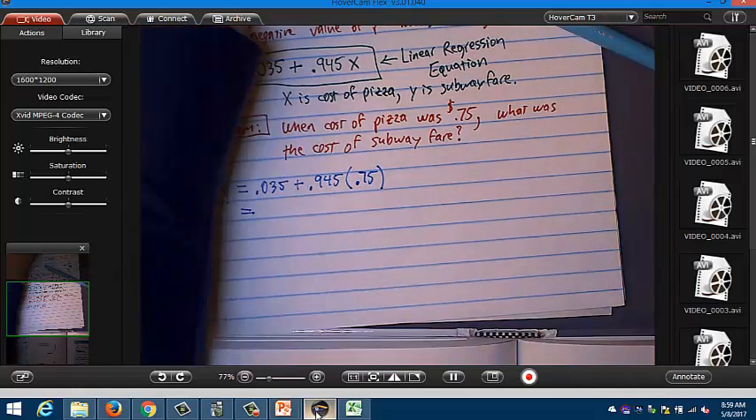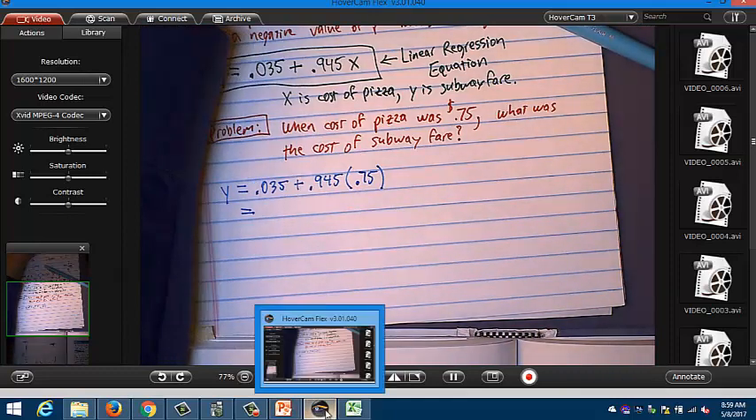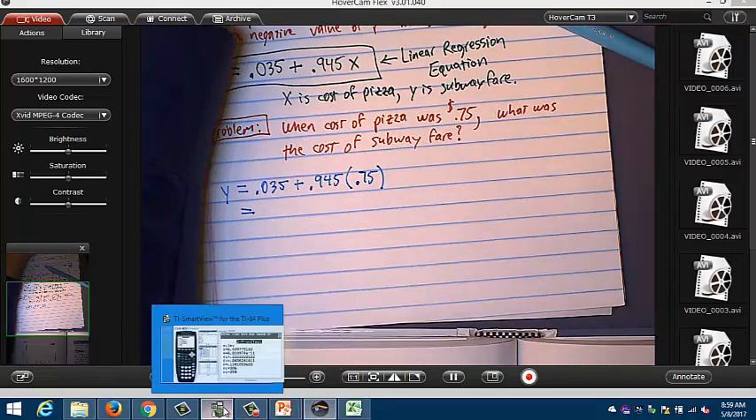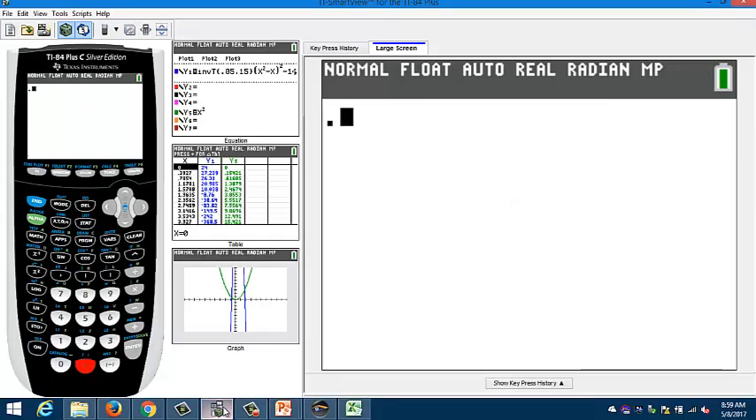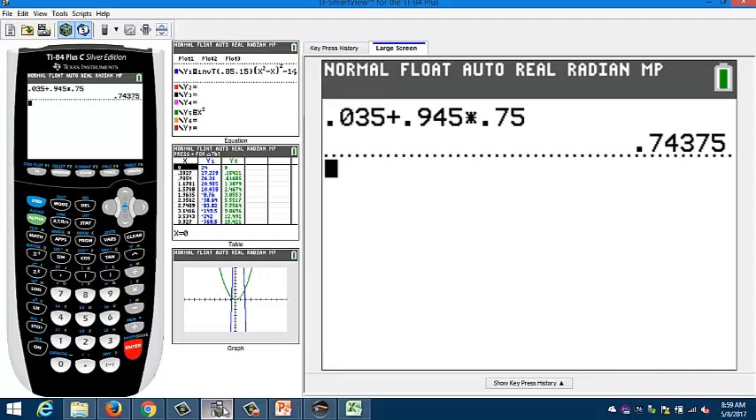So let's do it. Calculator? Yeah, why not? So let's see. 0.035 plus 0.945 times 0.75. Oh, okay.